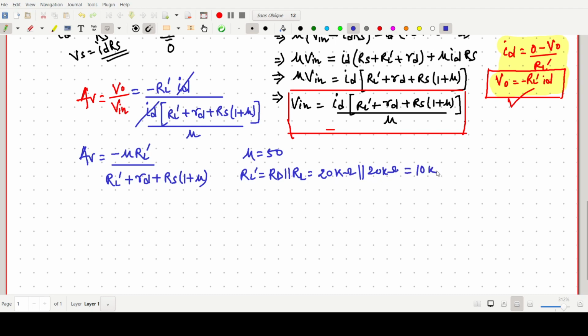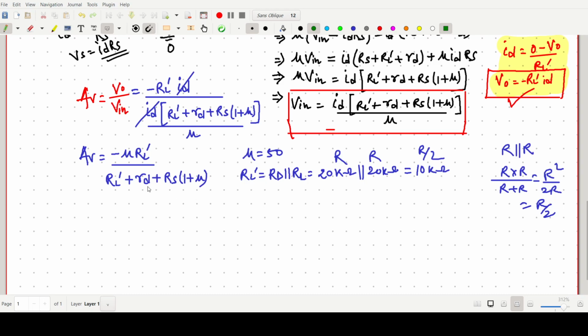10 kilo ohm, because suppose two parallel resistances are there, the answer will be R into R by R plus R, so R square by 2R, so R by 2. Next, we have to find the value of RL dash.